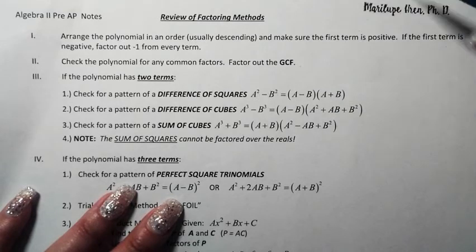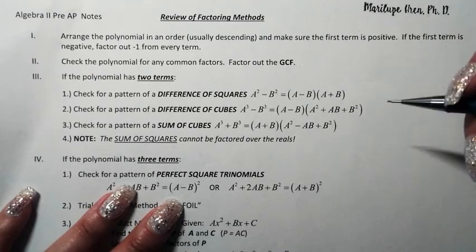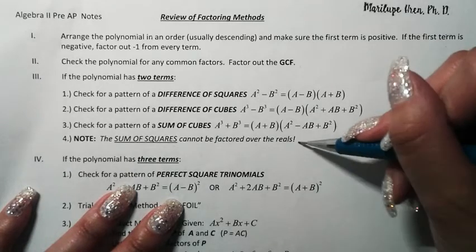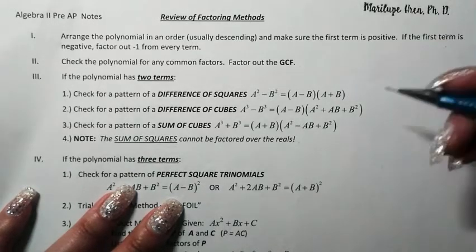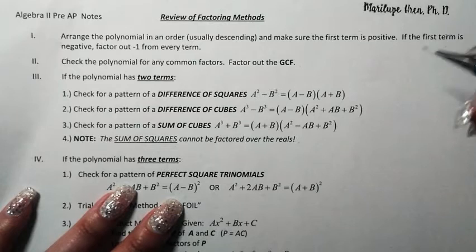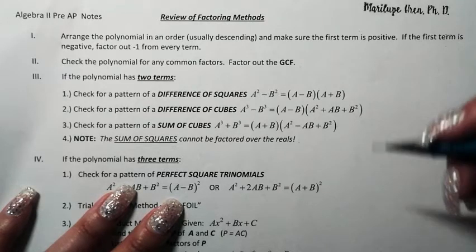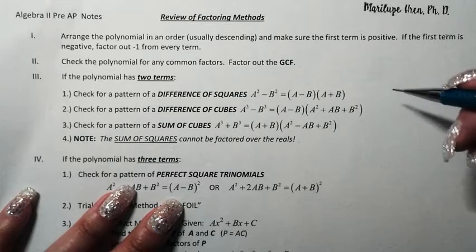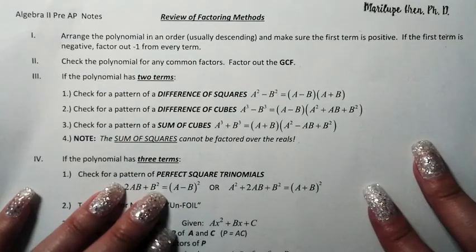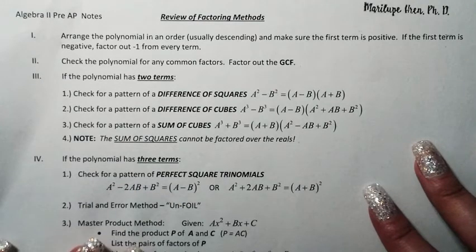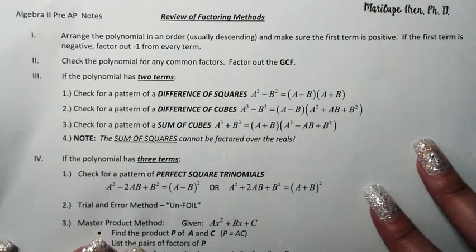Okay, please note that the sum of squares cannot be factored over the reals, meaning here we're going to be talking about the real number line. Therefore, complex roots and imaginary pieces are not going to be fair game. Okay, so just to remind you about that. No complex factors here. It's only reals.